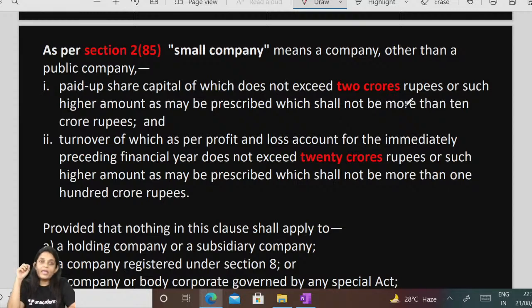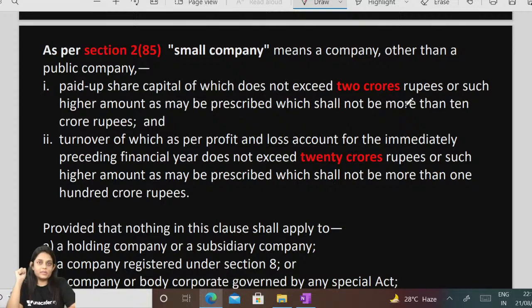And if I am a small company, what is the privilege that I enjoy? What happens if I become a small company? Well, I have certain privileges as compared to other companies. For example, a normal company has to have 4 board meetings. But if I am a small company, I can have only 2 board meetings and it's okay.